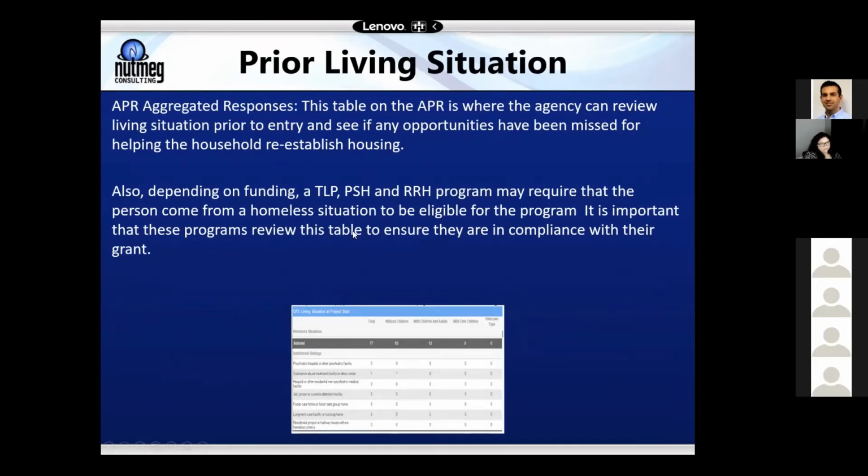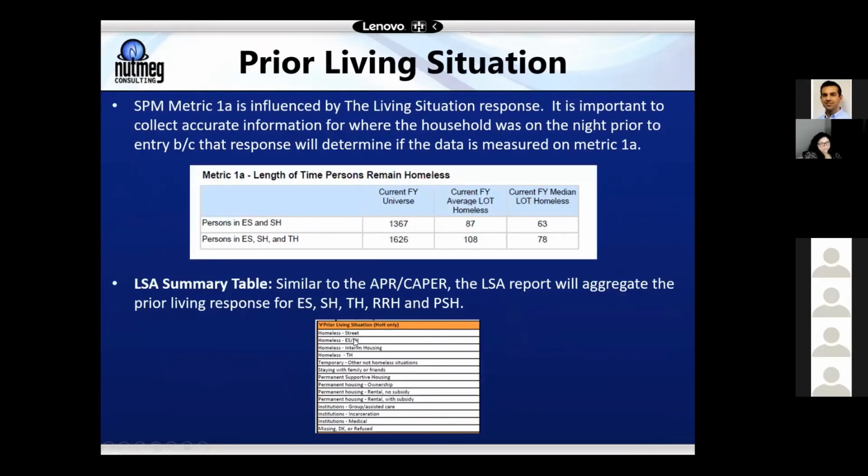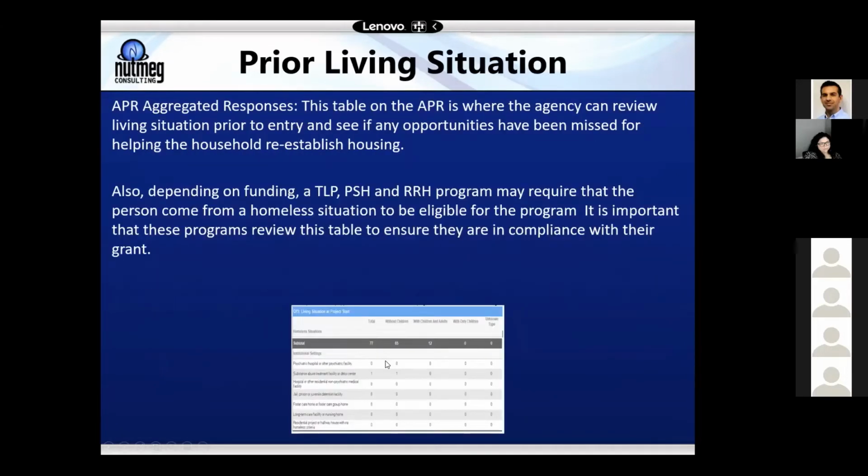So this slide goes into the details of the different types of locations. The APR will aggregate your responses of prior living situation on, as I said, table 15 on the APR. That's more for you as PSH and rapid housing programs, especially, to go and take a look and make sure that you're meeting your minimum requirements. If you're rapid rehousing, make sure that everybody in rapid rehousing had a prior residence of a homeless setting. If you're a PSH program that has chronic homeless responsibilities, make sure you're meeting that minimum percentage by showing that the people are coming from a homeless setting.